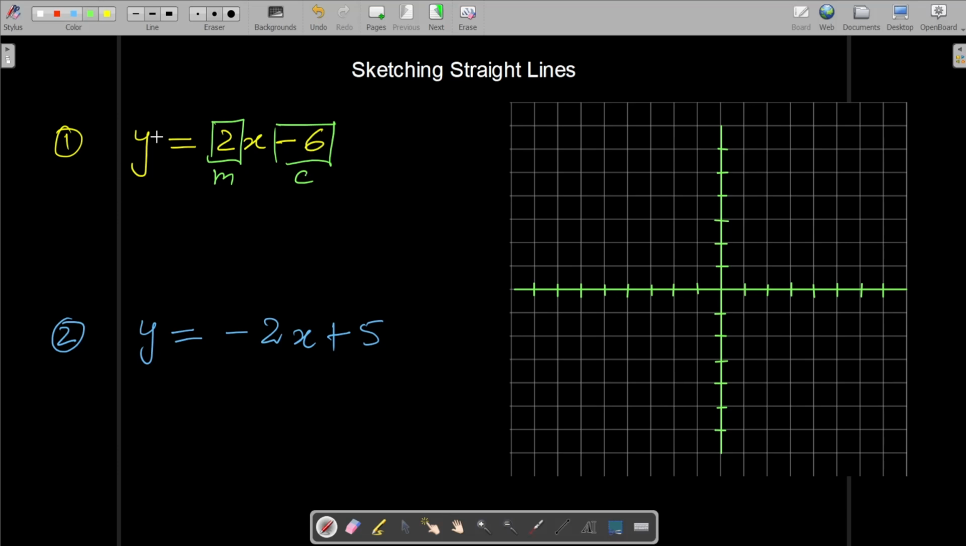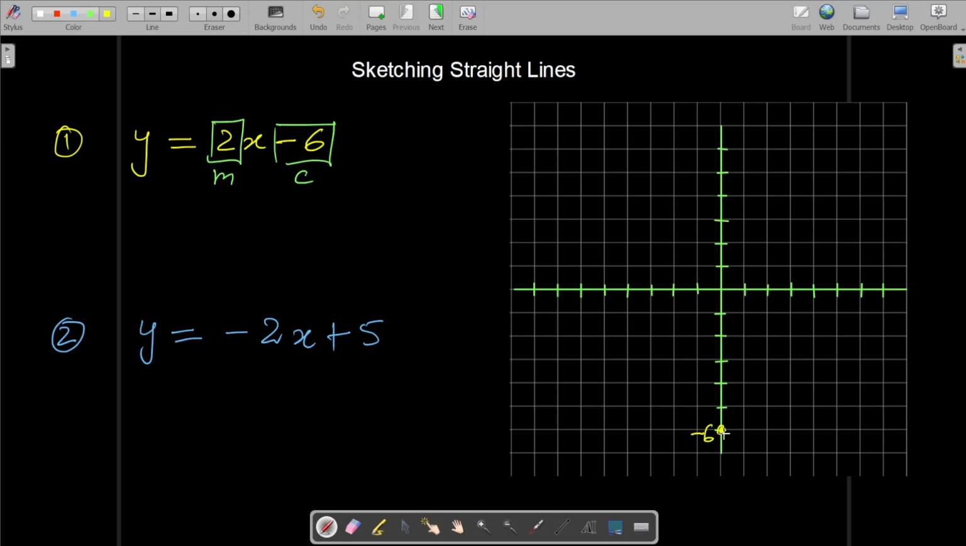In order to sketch this line on the xy plane, we just need to see what exactly our y-intercept is. We can see that the y-intercept is -6. So you just need to go on the y-axis and see where exactly -6 will be. This is -1, -2, -3, -4, -5, and this is -6. This is my first point, and this is the y-intercept.